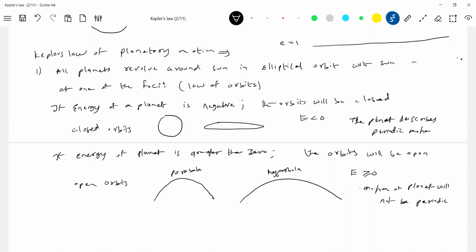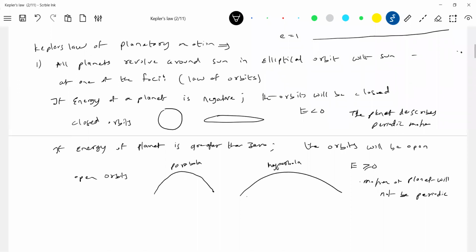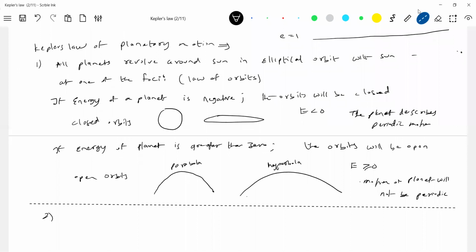Okay, this much is what he is telling. That is the first law. This is saying more about the type of orbits. Now we'll go for the second law. The first law is called the law of orbits. Based on the energy, it classifies the type of orbits.